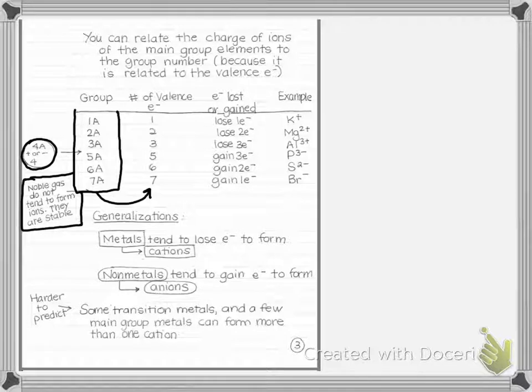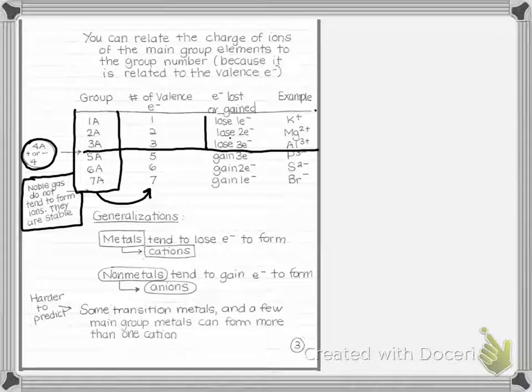So for 1, 2, or 3 valence electrons, what you'll notice is that the atoms will lose their valence electrons. And so here are some examples. If you have 1 valence electron, you lose 1. If you have 2 valence electrons, you lose 2. If you have 3 valence electrons, you would lose 3.